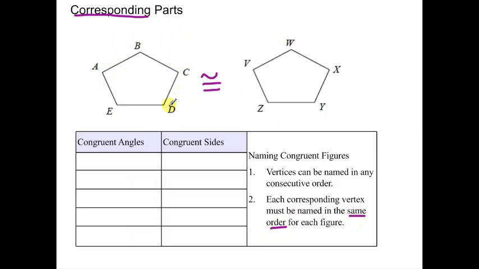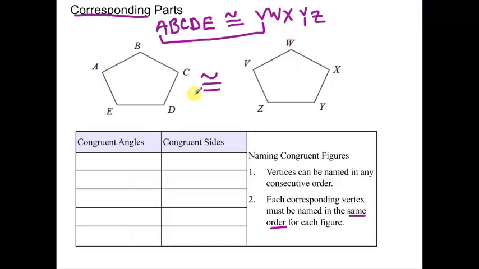Let's just name this all the way around in a consecutive order. So I'm going to go A, B, C, D, E, working my way around. And that's rule number one there. They have to go around in order. Okay, so that pentagon is congruent to this pentagon. Now, I've already decided how I have to name this. Since I named A first, I have to do the same thing with my next pentagon. So what matches A? We said it was V. So V has to come first. And I have to match up the same order for each one. What goes with B, which I wrote second? That'd be W. So W comes second. And then working my way around, I'm going to have X, Y, and Z. Okay, so we have these parts all matching up in the way we name it.